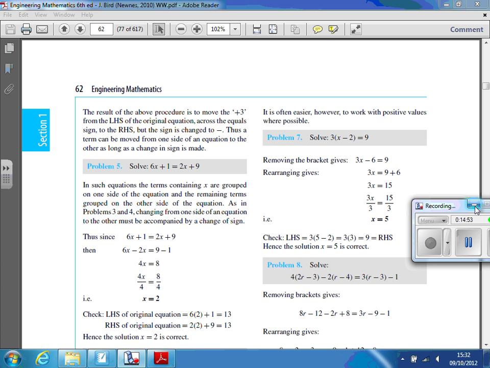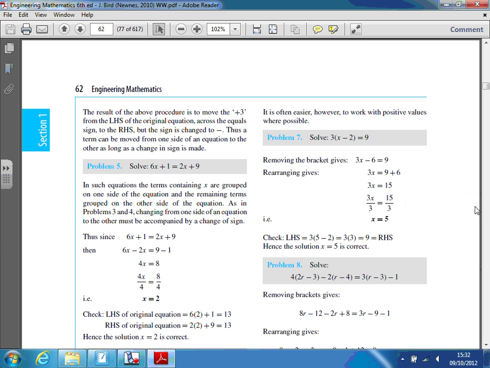Yep. So on page 62, you'll see this chapter on solving simple equations. This process, there are some worked problems that you could look at and see how they've done them. But if we look at one or two, if we look at problem number 7, solve 3(x minus 2) equals 9, multiply out the brackets or divide by 3. You can do it either way. They've actually multiplied out the brackets to get 3x minus 6 equals 9 and then solved it that way.